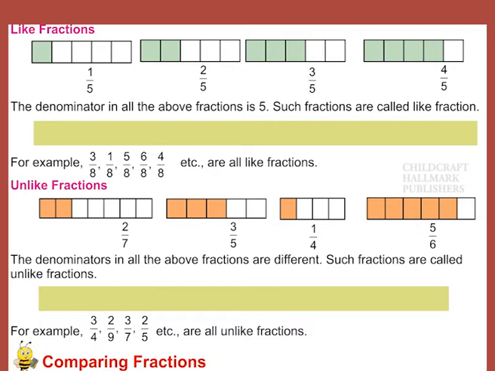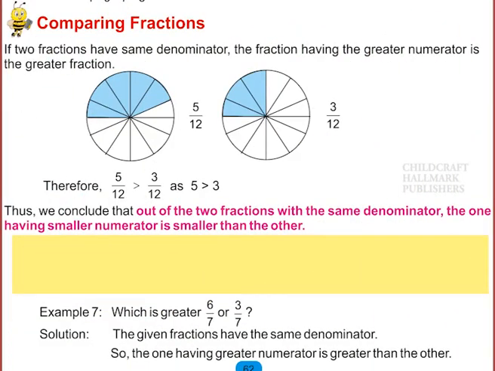Unlike fractions: 2 by 7, 3 by 5, 1 by 4, 5 by 6. The denominators in all the above fractions are different. Such fractions are called unlike fractions. Fractions having different denominators are called unlike fractions. For example, 3 by 4, 2 by 9, 3 by 7, 2 by 5, etc. are all unlike fractions.